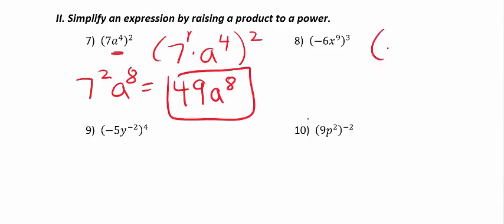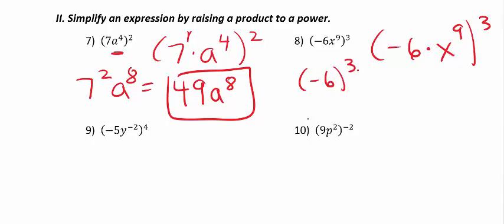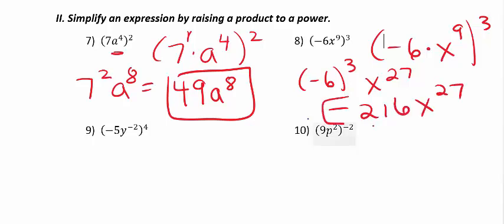Inside the parentheses, we have a negative 6 times x to the 9th all to the 3rd power. That means we're going to take negative 6 all to the 3rd power, and then we can multiply 9 times 3 and get 27. We can evaluate negative 6 all to the 3rd power. That's negative 216, x to the 27th. No negative powers to move.